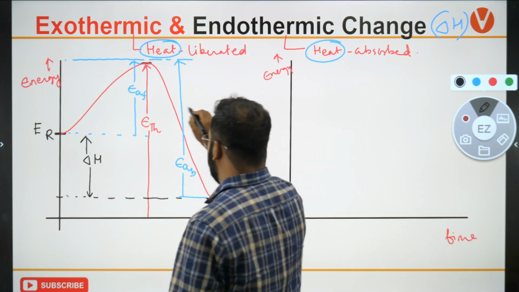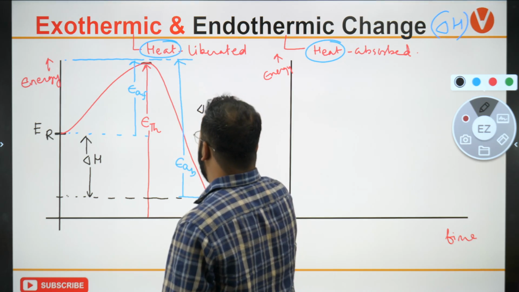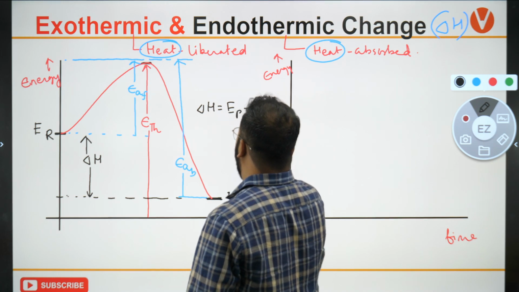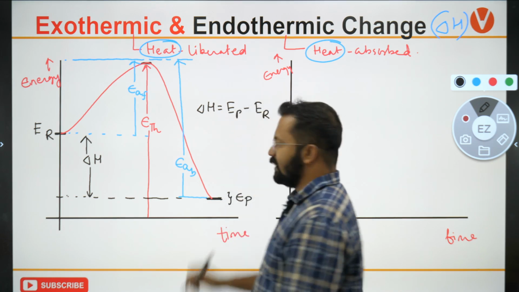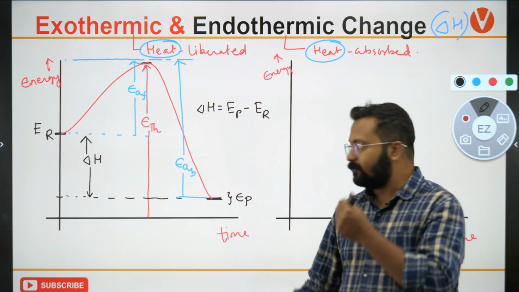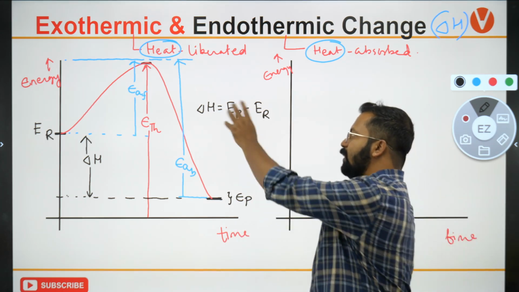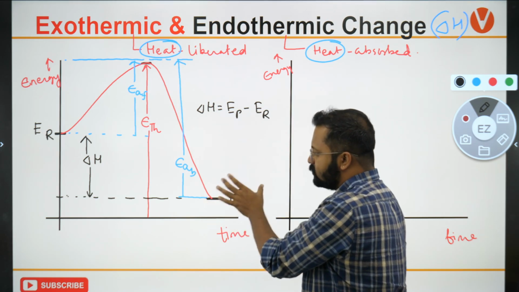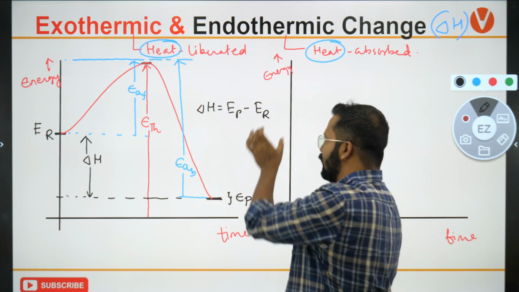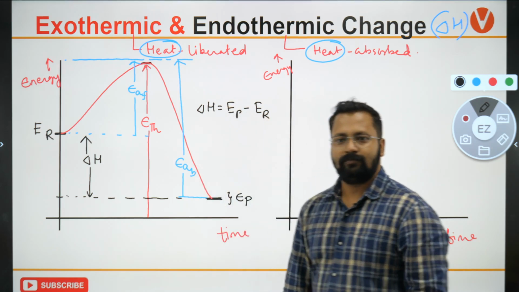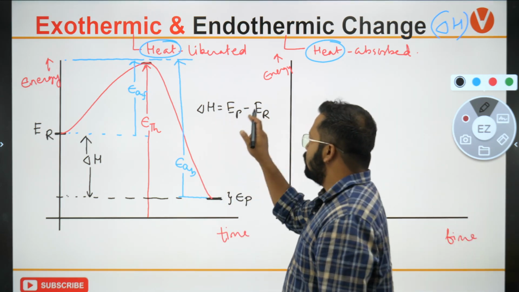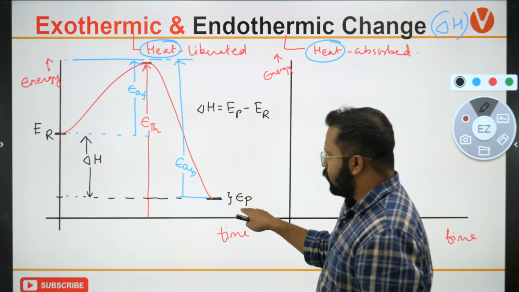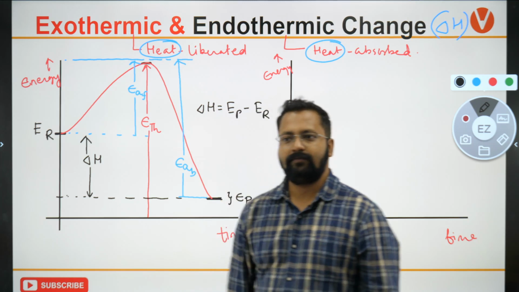So can I say, using this relationship, that delta H is energy of product minus energy of reactant? Can I say this? Because it has to be negative, and if we need to get a negative value, I need to subtract the larger value from the smaller value. So delta H for this reaction will be energy of product minus energy of reactant.